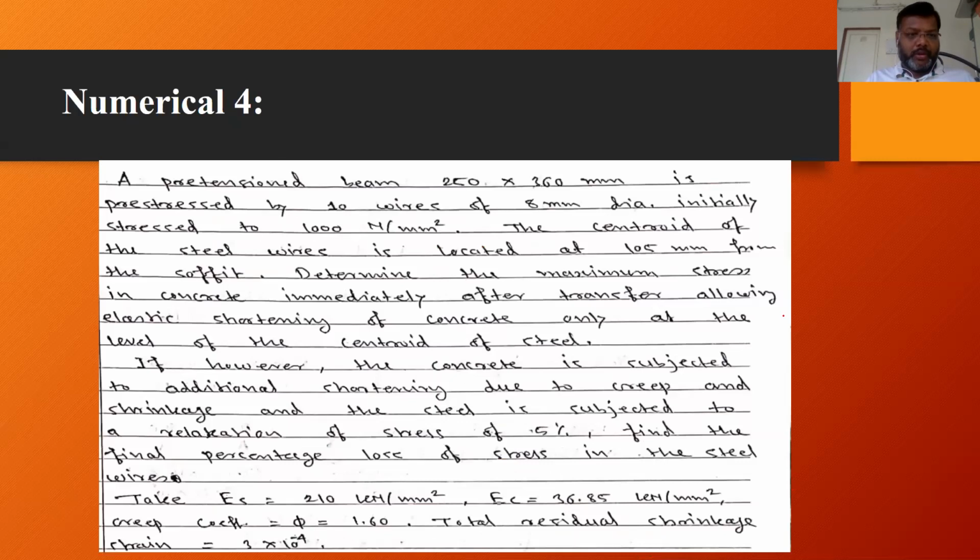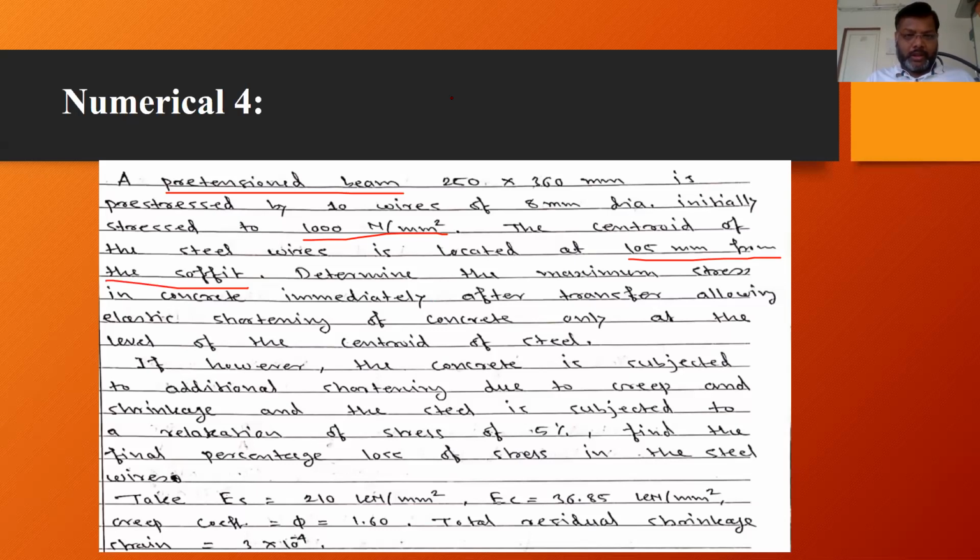Numerical number 4. So in this problem, there is a pre-stress or pre-tension concrete beam. Remember this word carefully: pre-tension. A beam of 250 by 360 mm is prestressed by 10 wires of 8 mm diameter. Initially stressed to 1000 Newton per mm square. The center of the steel wire is located at 105 mm from the soffit, means from the bottom.